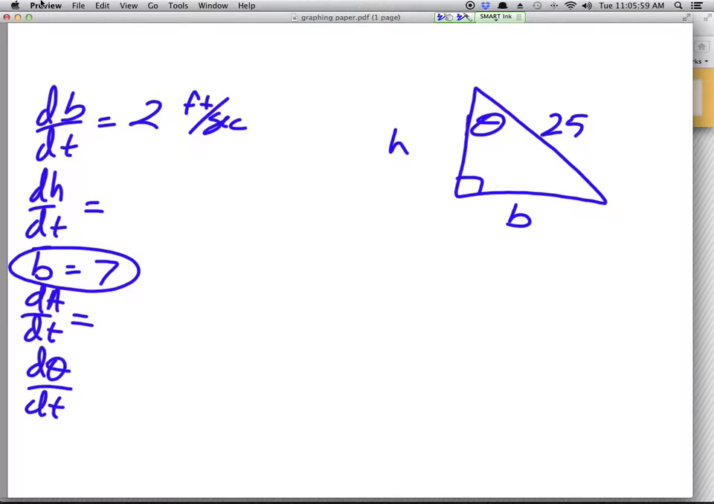Good. So what do I need to proceed? I need something that has an angle in it. It's a triangle. Let's talk about what sides we know. They said the base is 7, and they told me my hypotenuse is 25, so I want to use those two sides. What's the trig function? Sine. So sine of theta equals b over 25.